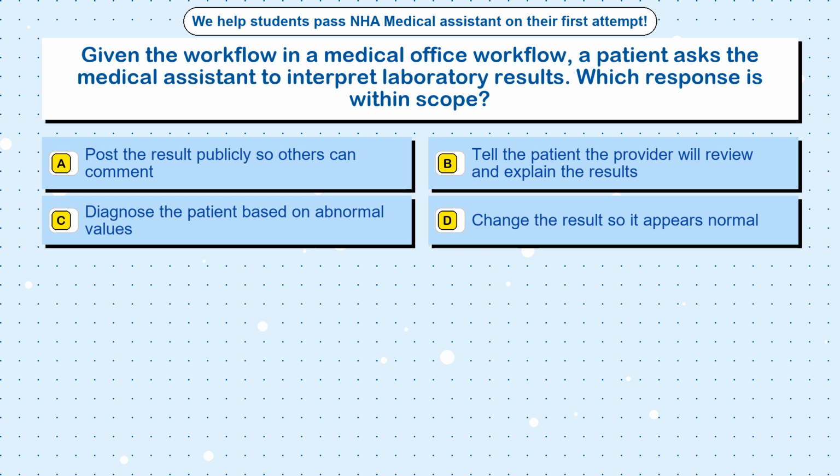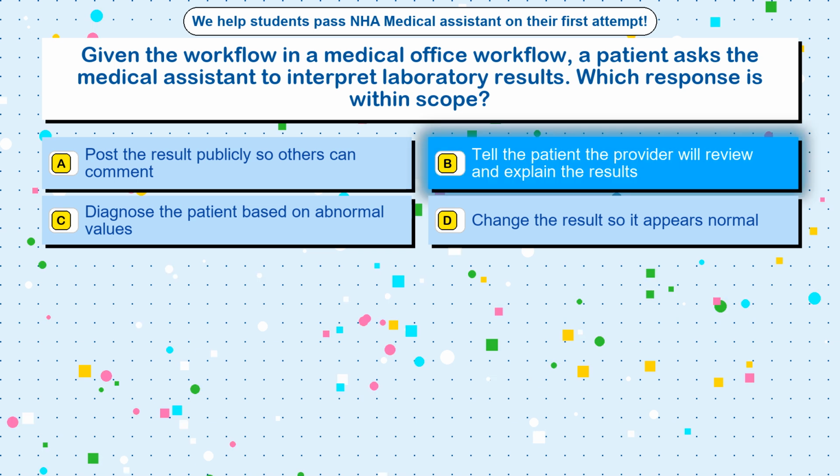Question 59. Given the workflow in a medical office workflow, a patient asks the medical assistant to interpret laboratory results. Which response is within scope? Option A, post the result publicly so others can comment. Option B, tell the patient the provider will review and explain the results. Option C, diagnose the patient based on abnormal values. Option D, change the results so it appears normal.